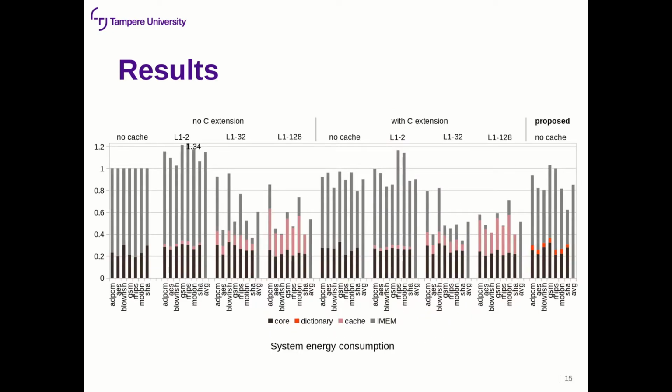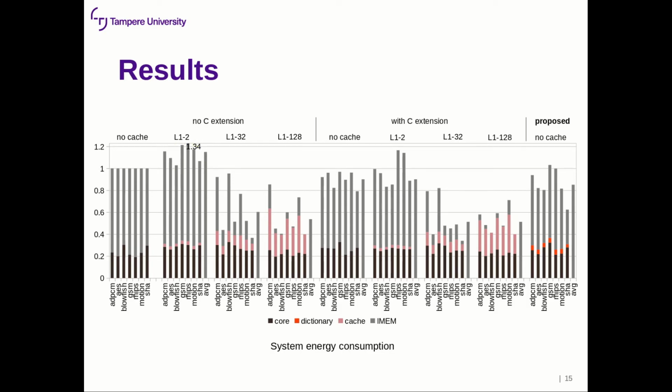Results for energy consumption are presented here. Here we present numbers for the core, dictionary, cache, and instruction memory. As a baseline, we have the Zero-riscy with no cache, shown here on the left, followed by 3 different cache configurations, not using the compressed extension. As you can expect, the instruction cache lowers the energy consumption, except with the very small block size, where the cache is constantly missing and the energy consumption is increased.